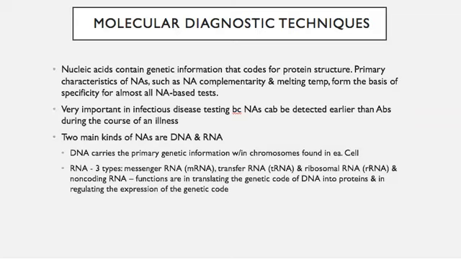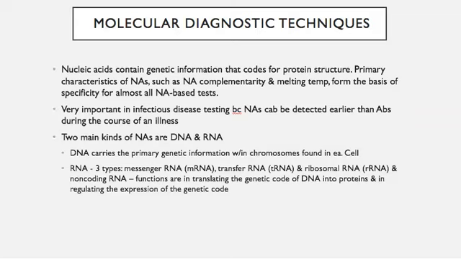So nucleic acids contain genetic information that codes for a protein structure. Primary characteristics of nucleic acids, such as nucleic acid complementarity and melting temperature, are what form the basis of specificity for almost all nucleic acid-based tests. So this type of testing is very important in infectious disease testing because nucleic acids can be detected earlier than antibodies during the course of an illness.